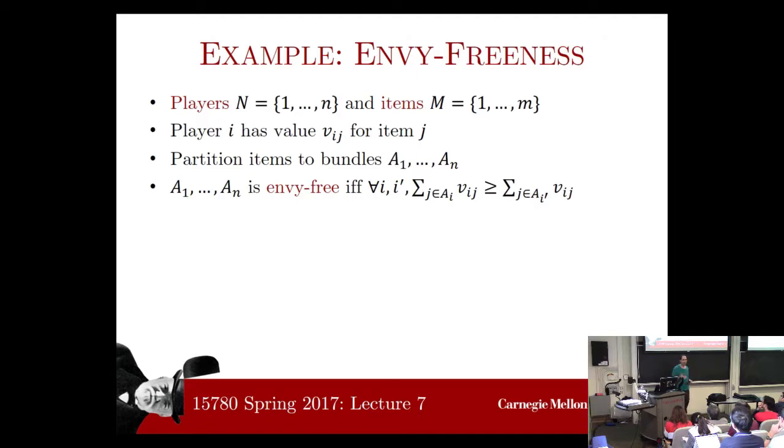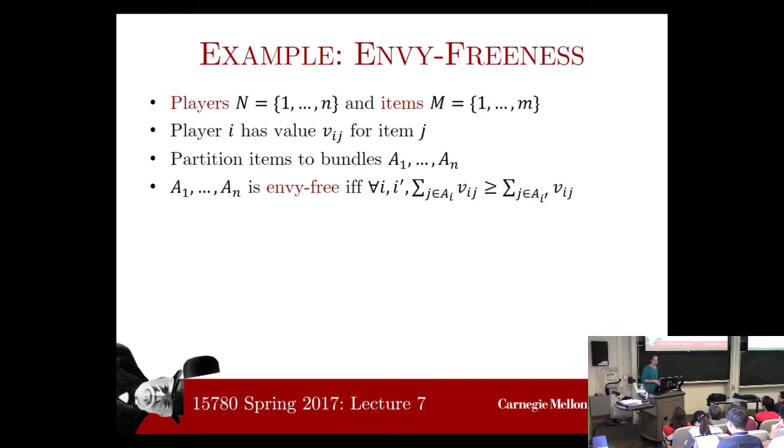Okay, so here's the setting that we'll be talking about for the rest of the lecture. We have a set of players that we denote by capital N, and that's the set 1 to n. These are the players. And then we have a set of m items that we want to divide between the players, and we'll denote them by integers 1 to m. Now, player i has a value v_ij for the item j, and these values are given to us. That's the starting point of the problem. Our goal is to divide the items between the players, which we think of as a partition of the items A_1 to A_n, where A_i is the bundle of items given to player i.